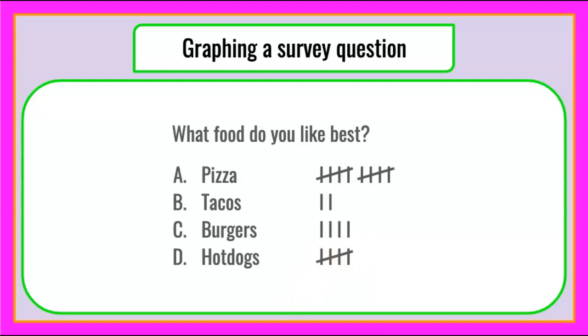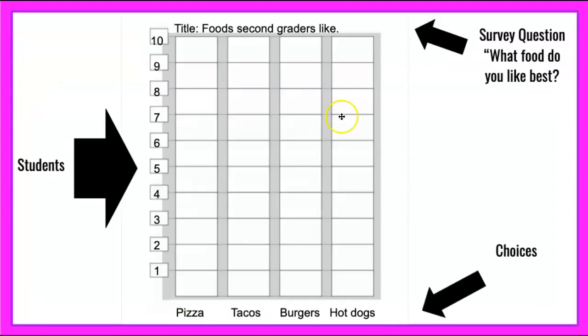So when you fill out your graph, here's what it should look like. You need a title. Food second graders like could be your title. You need all your choices. Your choices are pizza, tacos, burgers, or hot dogs. And you need to show how many students voted for each one. So how much is this line worth? We have 10 students voting for one item or one food as our largest number. So you can just say 1, 2, 3, 4, 5, 6, 7, 8, 9, 10. 10 would be this top line.